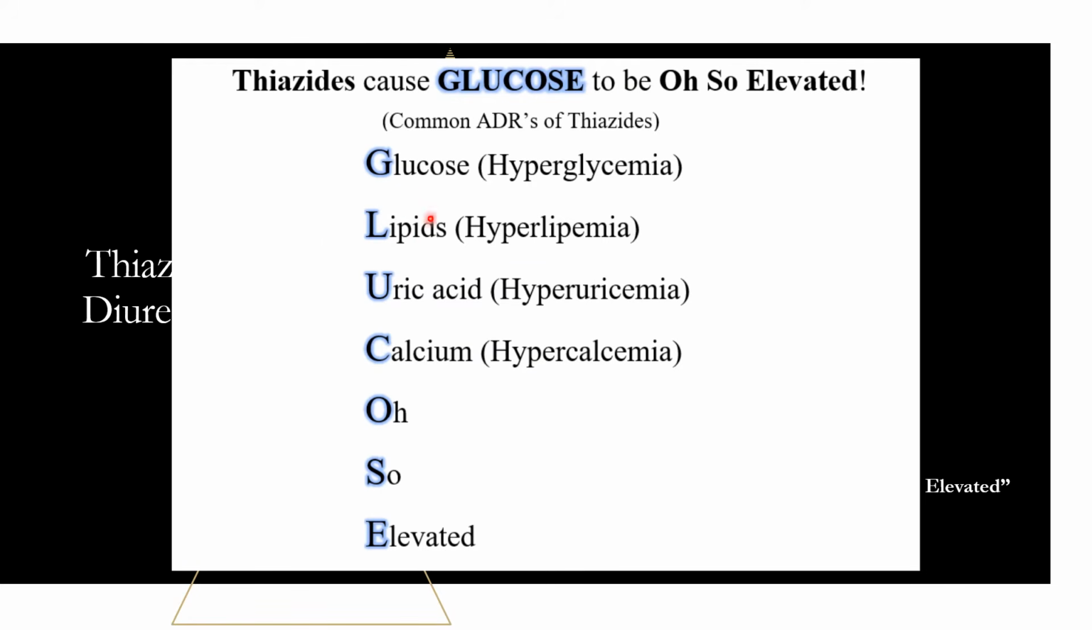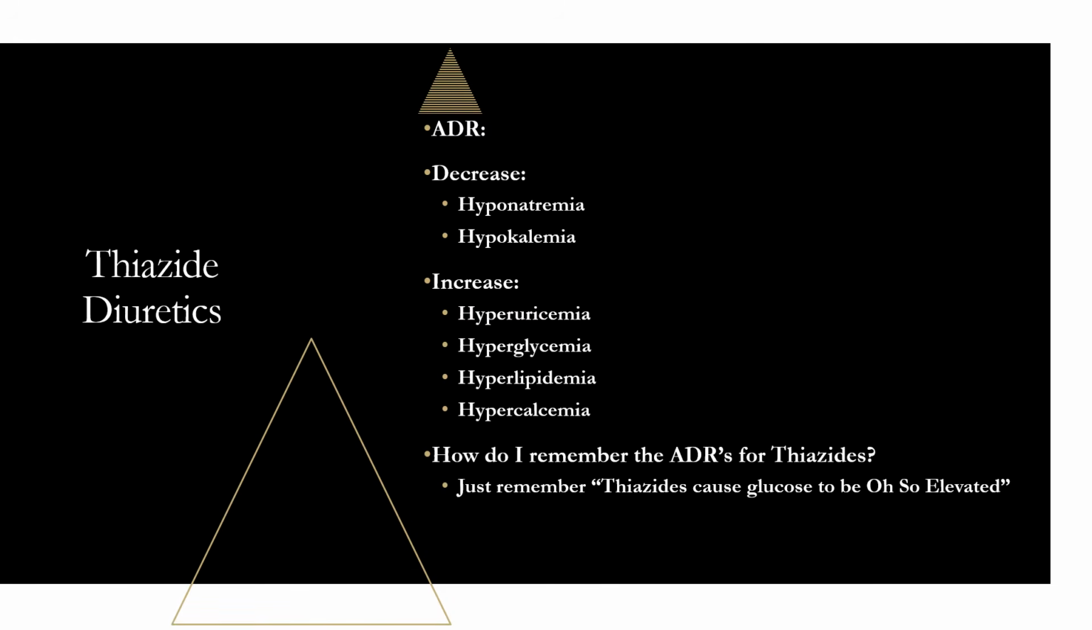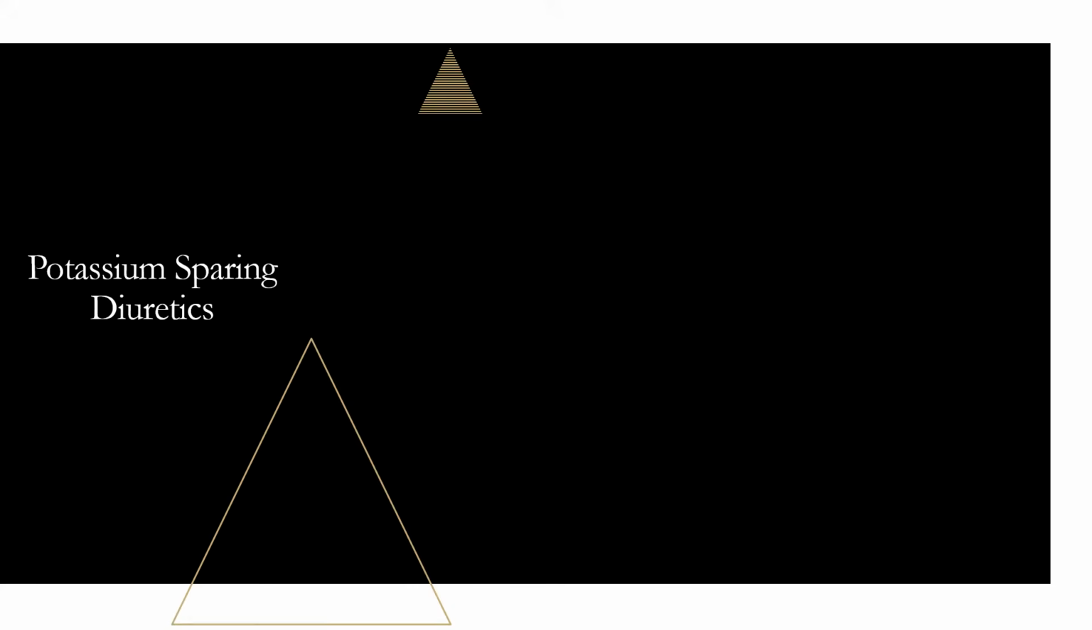So you remember these go up. Glucose, lipids, uric acid, calcium are all elevated. So just remember glucose for thiazide diuretics. You can remember everything that goes up, and then hopefully you can remember that salt and potassium are going down. And that's really all you need to know for the thiazides.